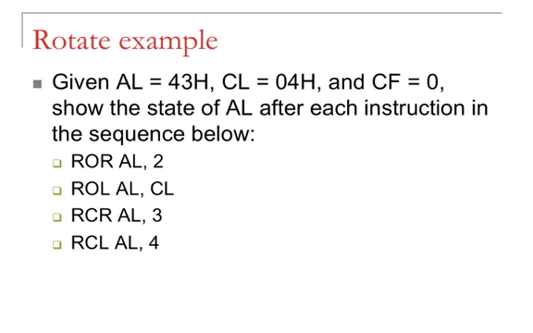Okay, let's look at some examples. We assume that in the AL register we have 43 in hexadecimal, CL has 4, and the initial value of the carry flag is 0. Show the state of AL after each instruction in the sequence below. I'll give you 2 minutes to work on these 4 instructions, and these 4 instructions are executed one after another in sequence. So the later instructions depend on the value after earlier instructions.